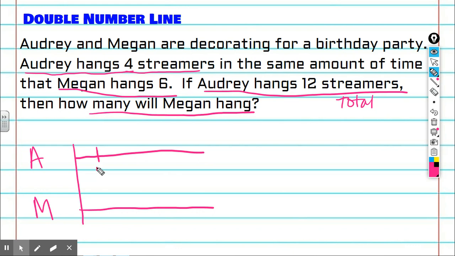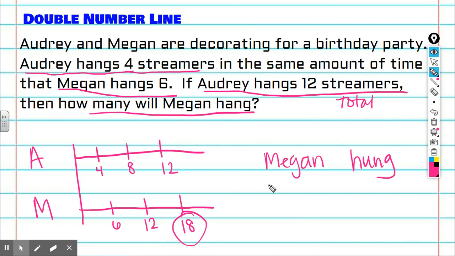We know that Audrey hangs 4 streamers, Megan hangs 6. We go to another 4 streamers, that's 8. So Megan would hang another 6, which is 12. And then we know Audrey hung a total of 12, so we add 4 more. Well, we would have to add another 6 to Megan's, which would make it 18. Again, Megan hung 18 streamers.